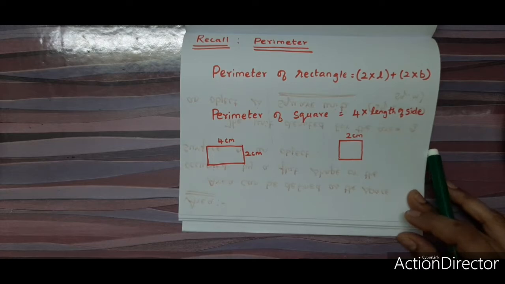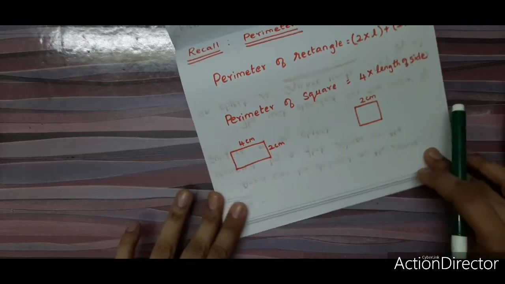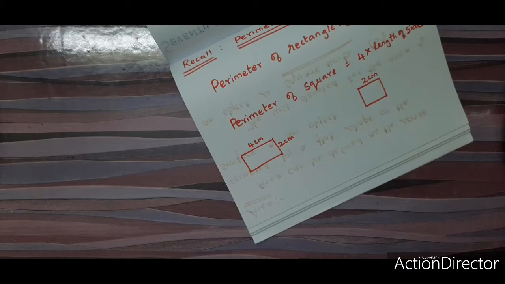So what is the formula for perimeter of rectangle? 2 into length plus 2 into breadth, and for perimeter of square, 4 into length of side. Now we will calculate the perimeter using the formula.